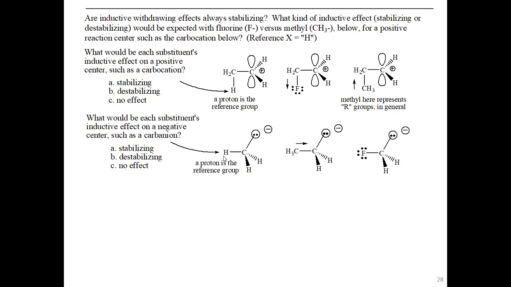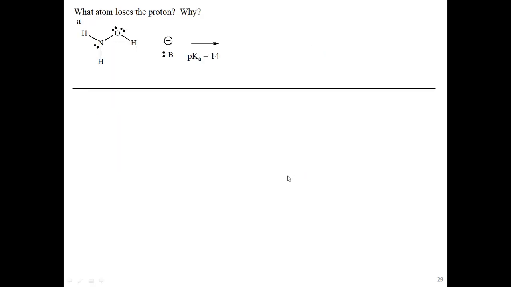Okay. So if we look at the arrows, the fluorine's withdrawing, that hurts the positive charge. The methyl's donating, that helps the positive charge. The methyl's donating, that hurts the negative charge. The fluorine's withdrawing, that helps the negative charge. So now let's take a look at another problem.